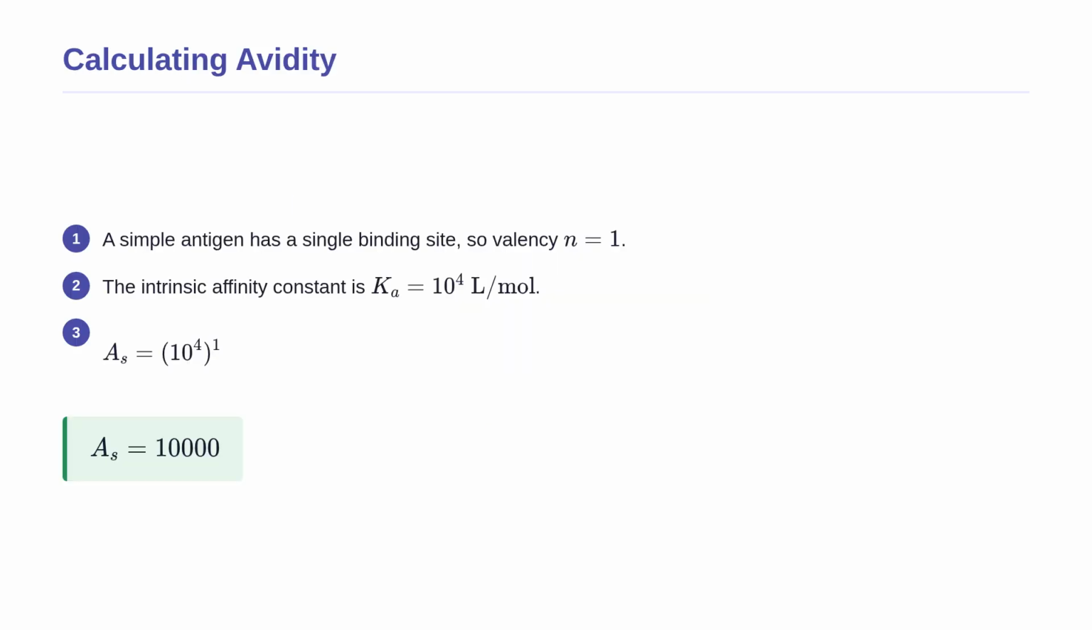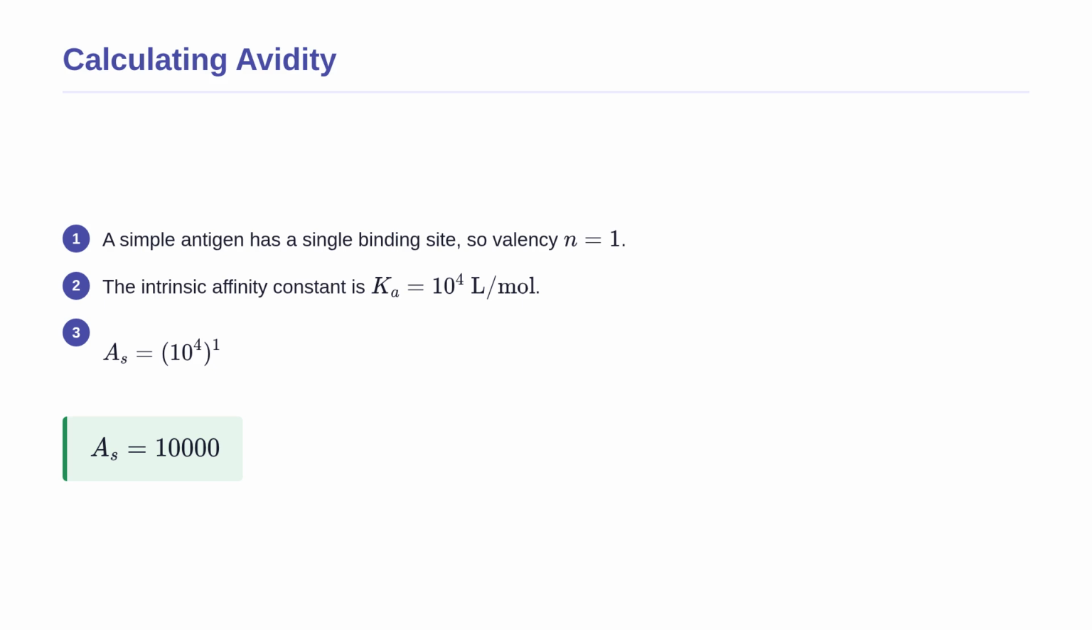Let us apply this avidity formula to see exactly how a single binding site behaves. We're looking at a small, simple antigen with only one binding site, meaning its valency, n, is exactly 1. We are given a baseline affinity constant of 10 to the power of 4. We chose the avidity formula to find its overall functional strength.